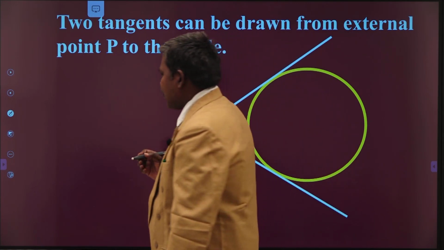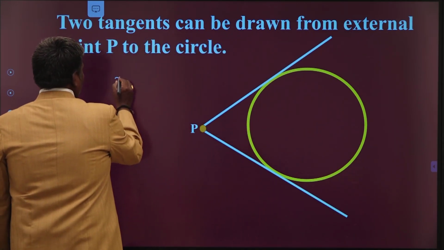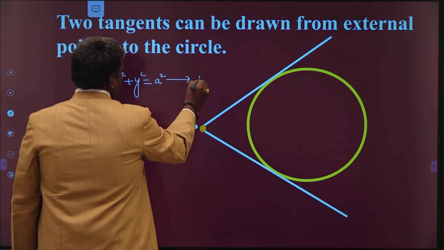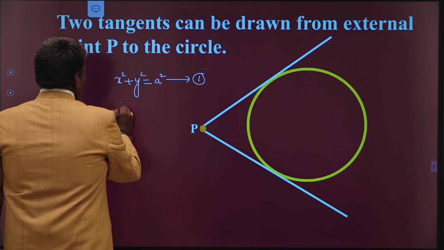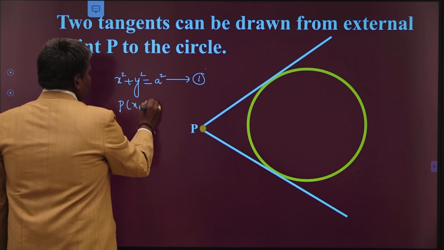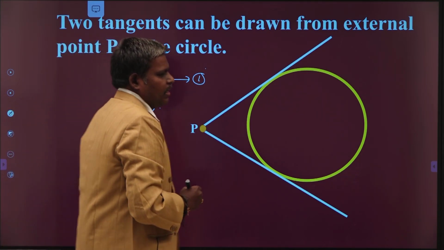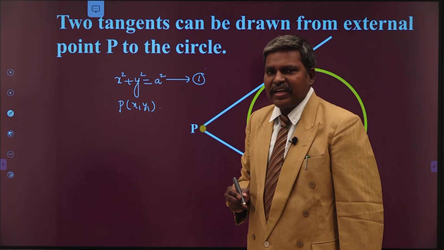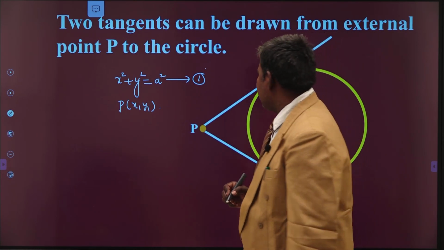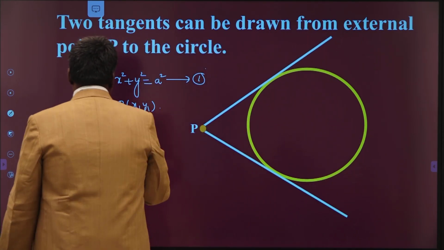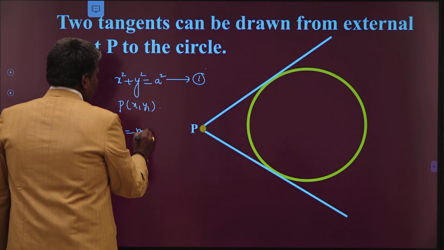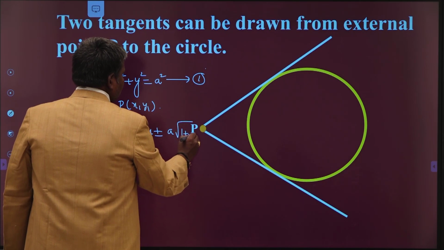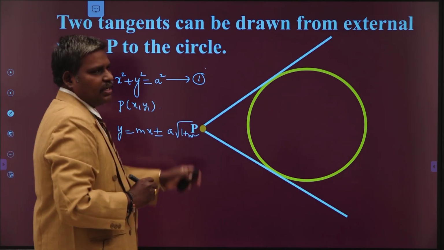For the sake of convenience, I am considering the equation x square plus y square is equal to a square. This is the equation of the circle. P(x1, y1) is an external point to the circle. This is my point which is external to the circle. We know the equation of any tangent of the circle is what? y is equal to mx plus or minus a into root of 1 plus m square. This is any tangent of the circle.